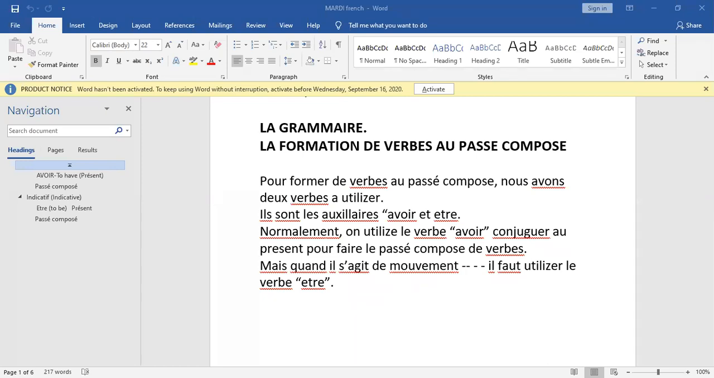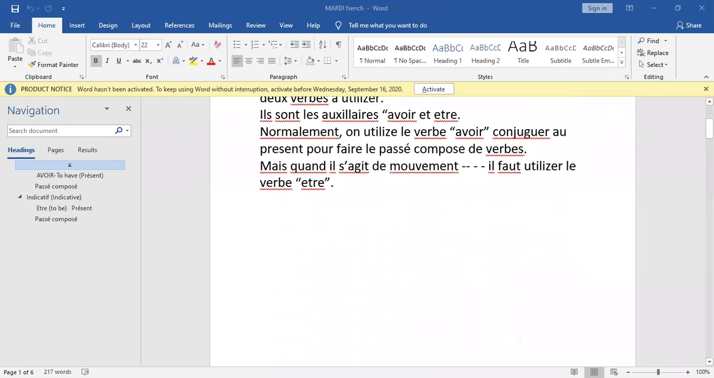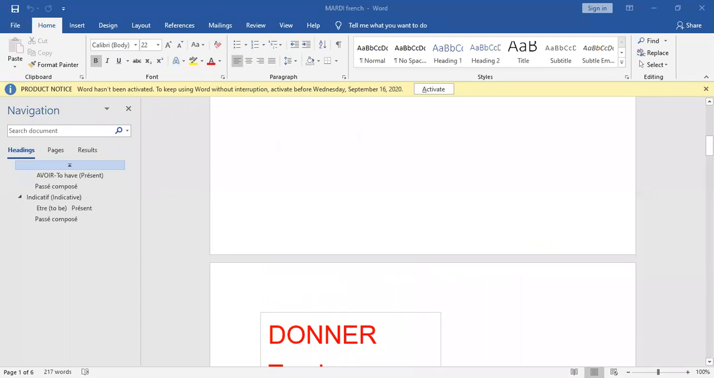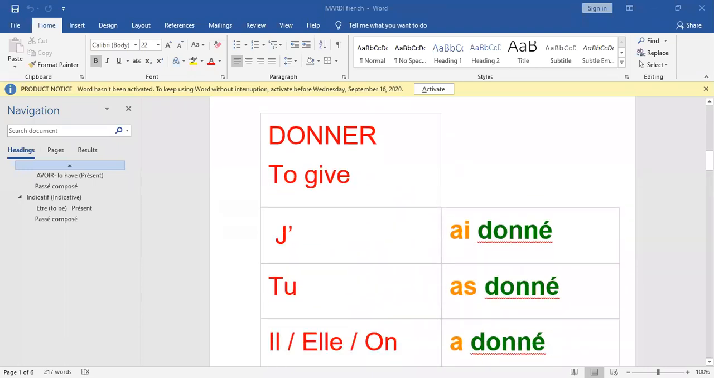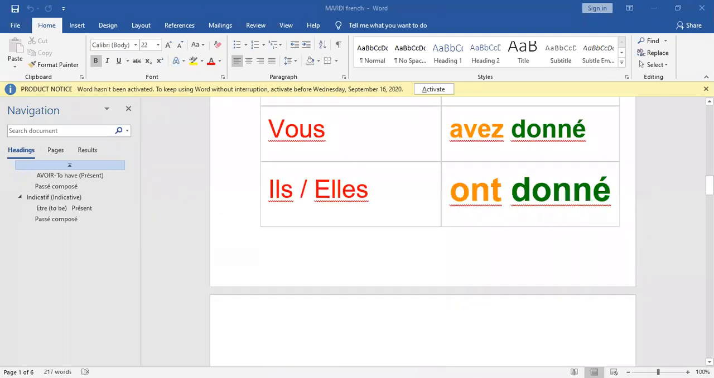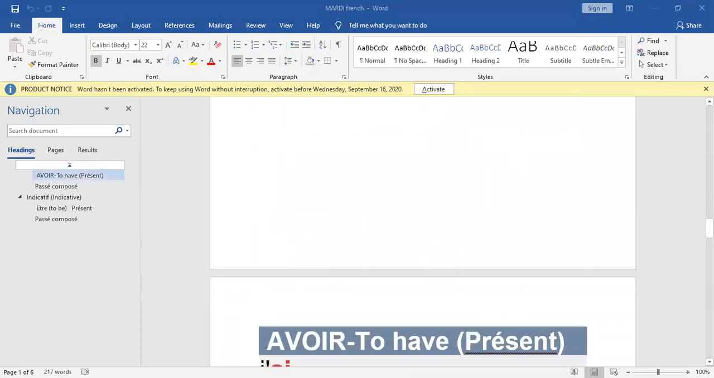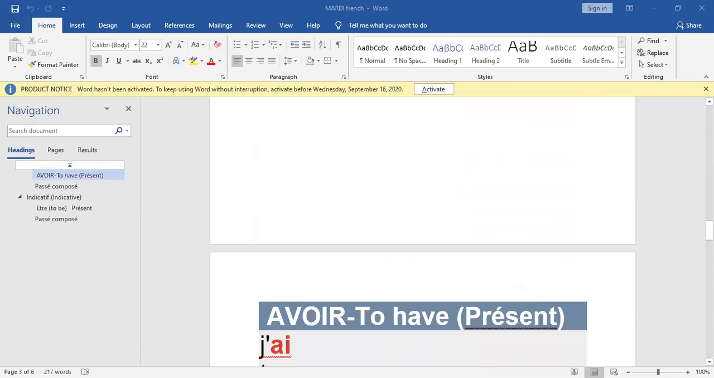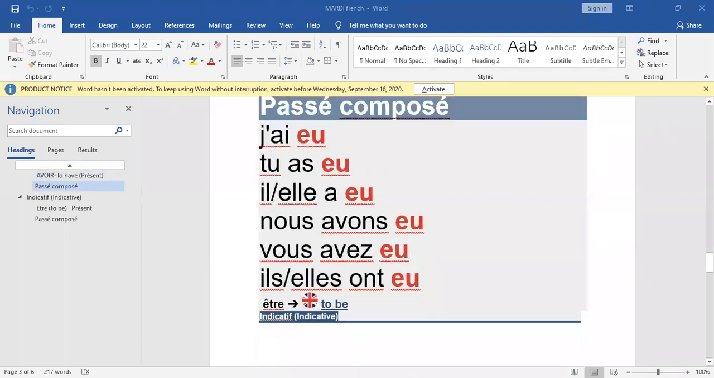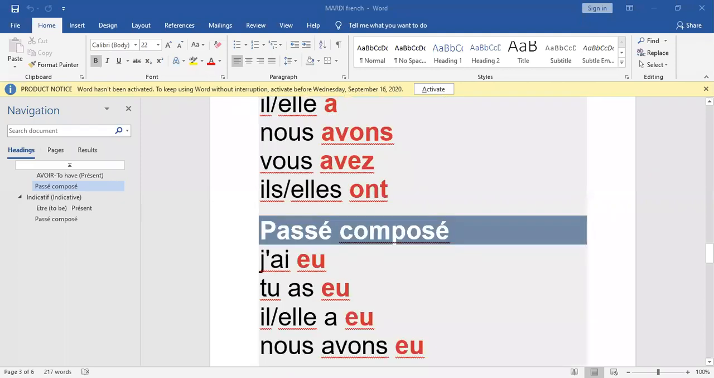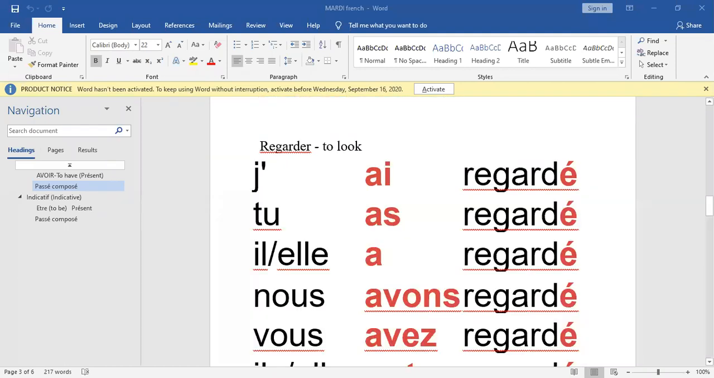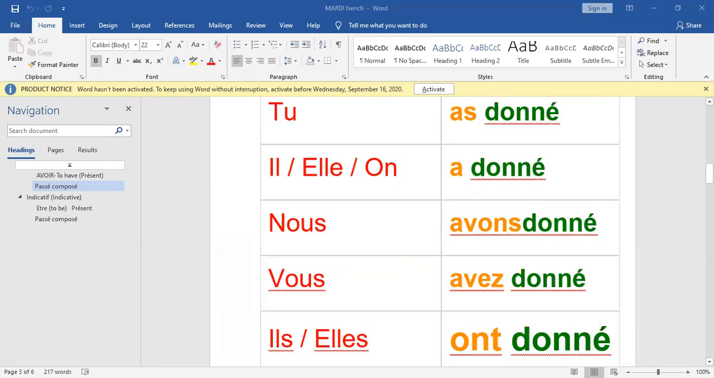I want us to look at how these verbs are conjugated into the past. How some of these verbs like donner, regarder, avoir. Okay, let us start with the verb donner.